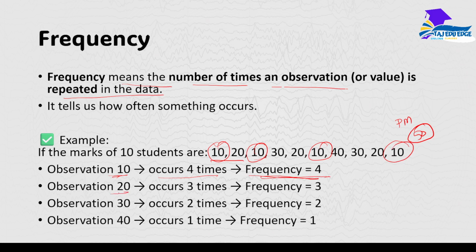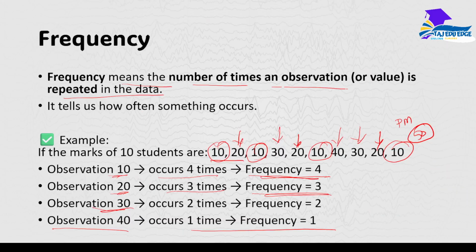Next, observation 20 occurs 3 times, right? Here 1, 2, 3 times. So the frequency of observation 20 is 3. Now you tell me, observation 30, how many times can you see observation 30 here? 1 and 2 times, so the frequency is 2. And observation 40 occurs only one time, so the frequency is 1. So this is what we call frequency and observation.